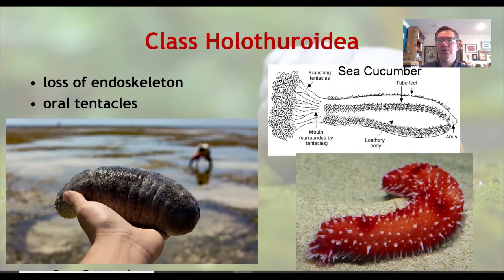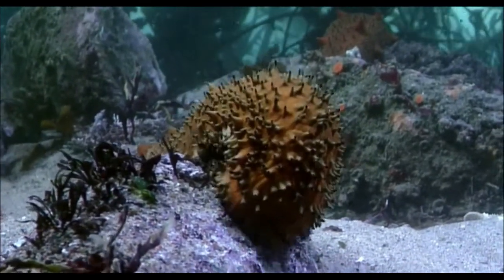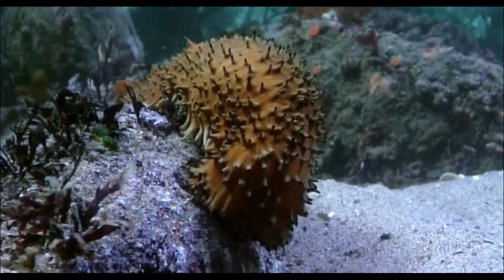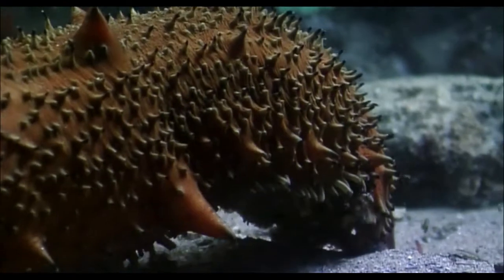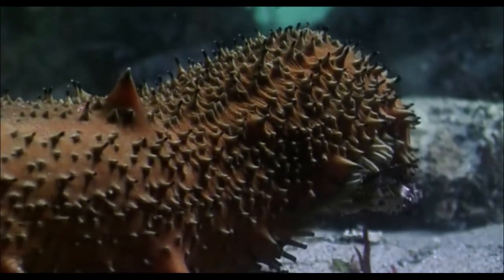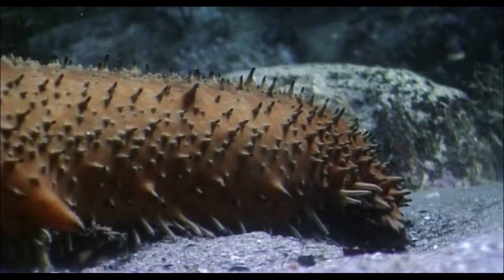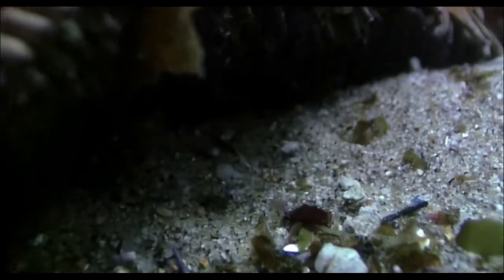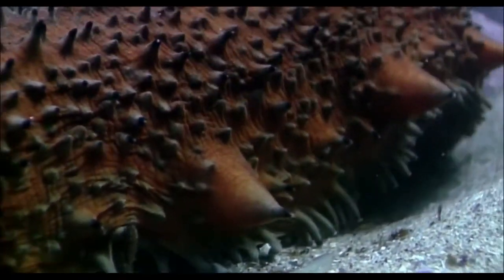Lastly, we have the class Holothuroidea, which includes sea cucumbers. These echinoderms have lost their endoskeleton, and their tube feet have developed into tentacles around their mouth used to scavenge detritus from the ocean floor. Like their cousins, the urchins, sea cucumbers have a powerful impact on their world. These vacuum cleaners of the deep lumber across sea floors the world over. In the deep sea, these unassuming creatures make up the vast majority of animals on the ocean floor.